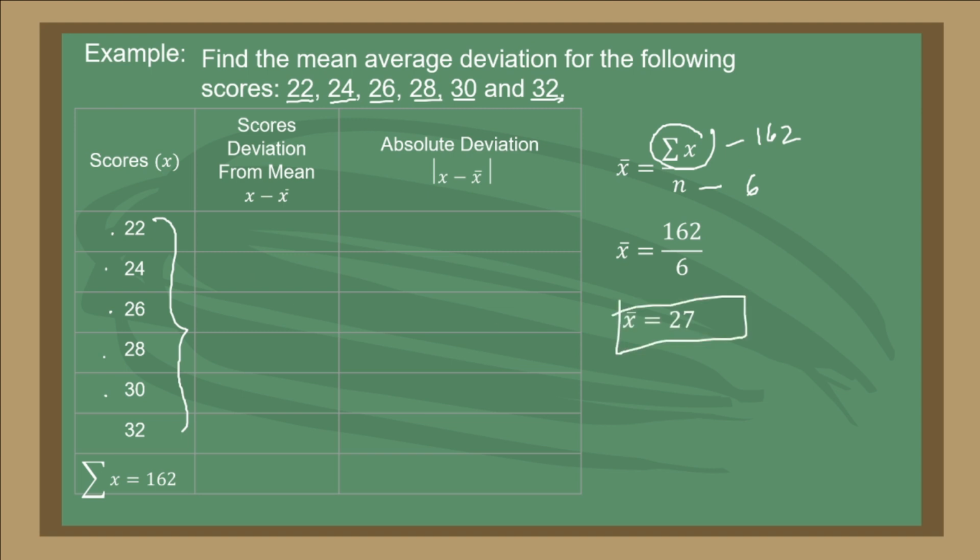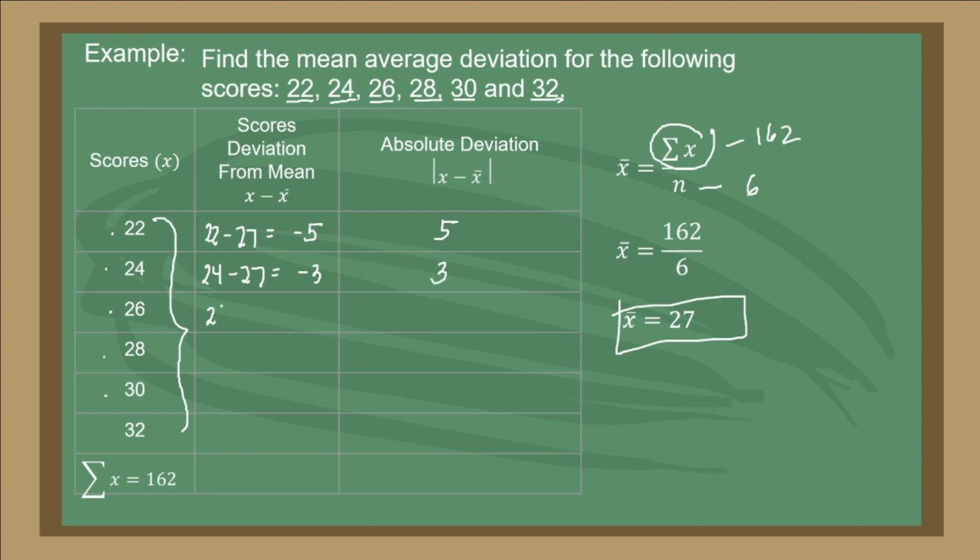Now, in order to get the scores' deviation, we subtract the mean from the scores. For example, we have 22 minus 27. So the answer is negative 5. Then on the third column, you get the absolute value of the score's deviation. So if this is negative 5, it becomes positive 5 on the third column. Next is 24 minus 27. So we have negative 3, and it becomes positive 3.